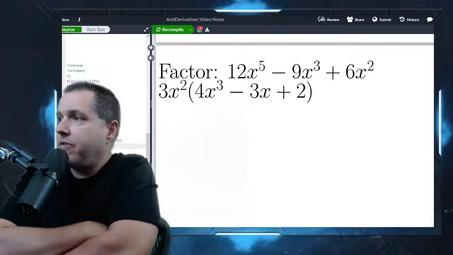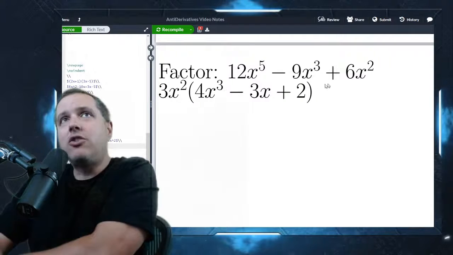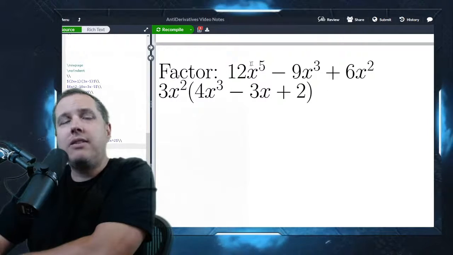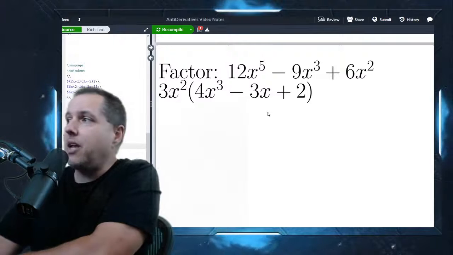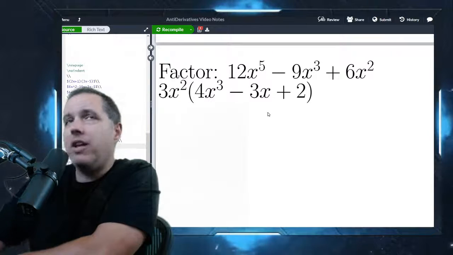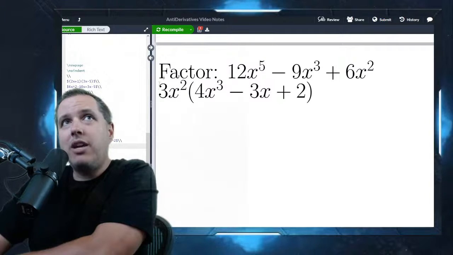Okay, we just factored this problem using the greatest common factor. Notice how it started off being written as a plus or minus. It's now being written as a product. We have a 3x squared times whatever's in the parentheses. It's a product now, right? And you could argue, yeah, but we still have plus or minuses in here. That's okay. We now have a product.